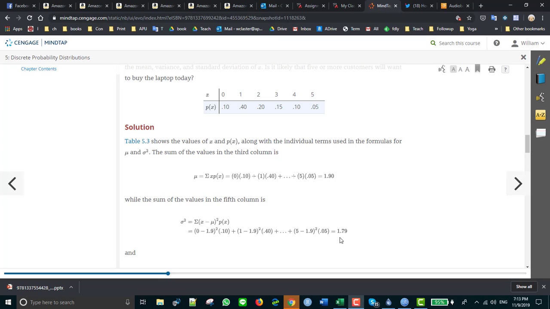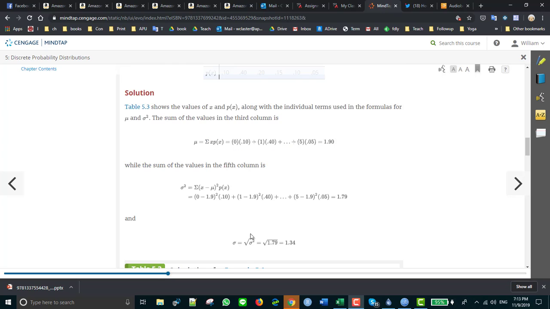Now remember, this is not for data. This is for a probability distribution, right? We don't really have any data here. We just have this p of x table, and that's what we use. We don't have data to calculate this; we calculate it using that p of x table. So you can do that yourself and check it. And then, of course, take the square root of it for sigma.